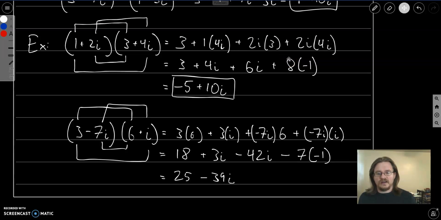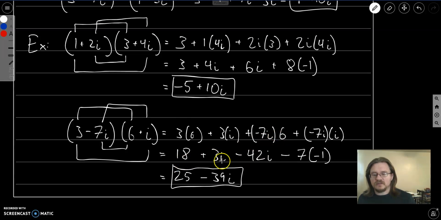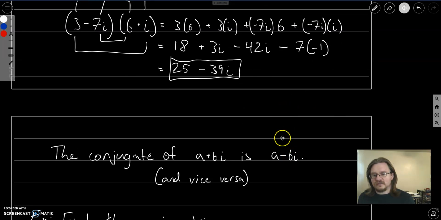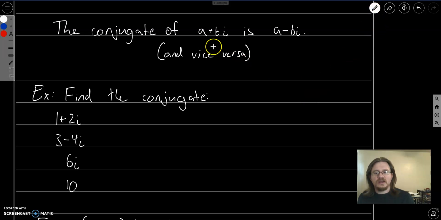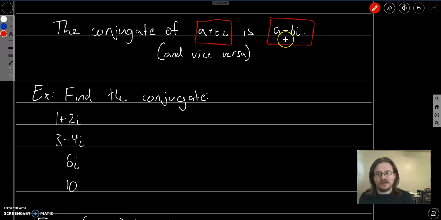Hello and welcome back. At the end of last video, we were multiplying complex numbers. There's a special time when multiplication works really well, and that is when we are multiplying by the conjugate. So the conjugate of a number a plus bi is a minus bi, and vice versa. So the conjugate of a minus bi is going to be a plus bi. Essentially, we just switch the sign in the middle to the other one.